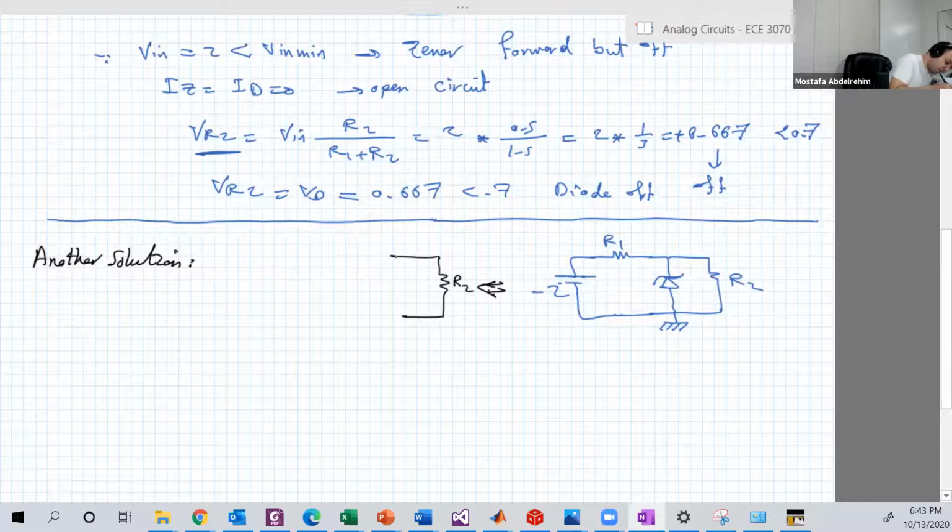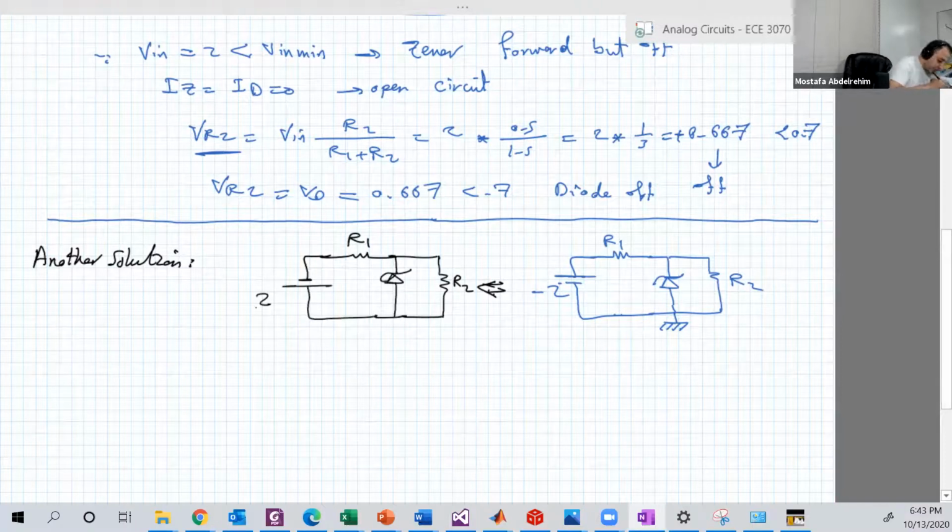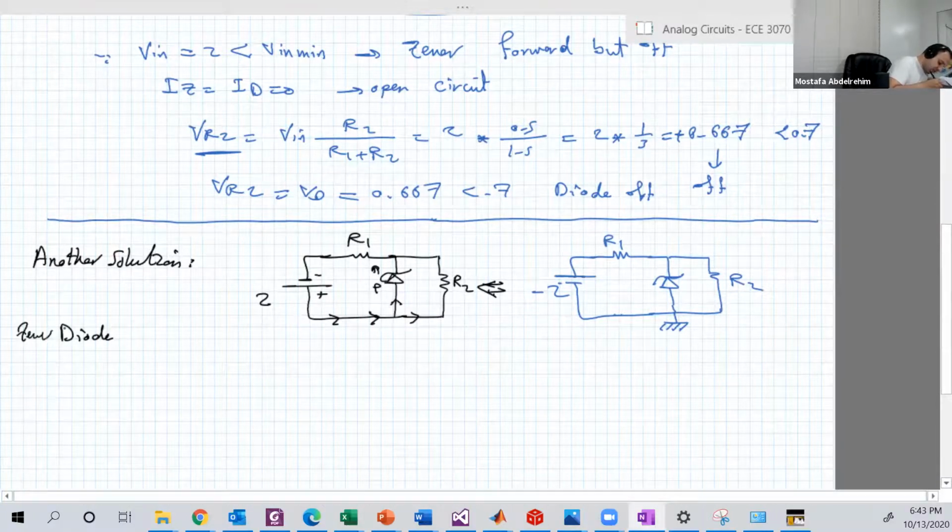R2, the Zener, R1, and the battery, 2 volt. So the battery is connected forward: positive with P, negative with N, so it's pushing current in that way through the diode from P to N, so it's forward. So this is forward biased. So the Zener diode is forward biased.